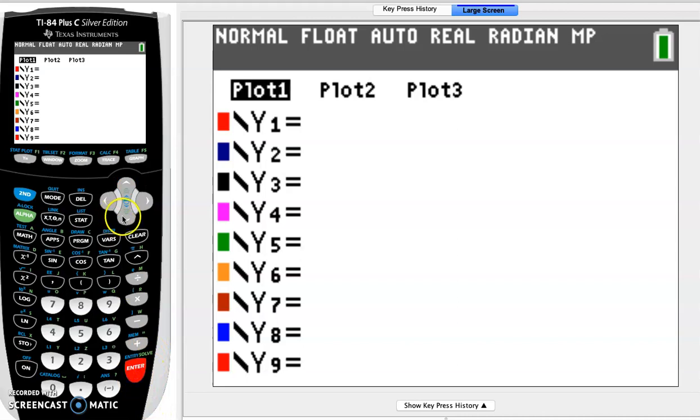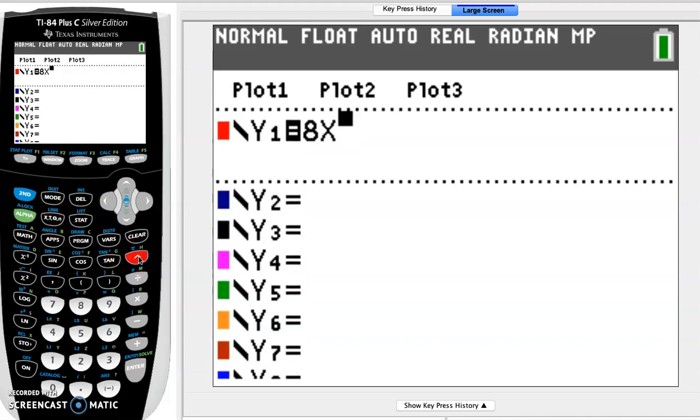If any of your plots up at the top are blackened, your calculator may not function properly. That means it's graphing a statistical graph in the background. So you want to turn that off by highlighting and hitting enter so that all of them look as you see on my screen. So I'm going to begin by typing in my function, 8x. This is your x button next to the green alpha key.